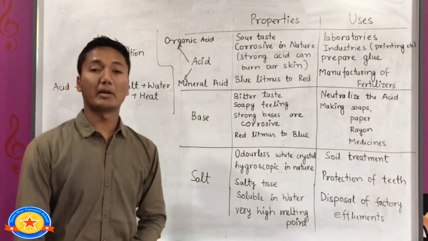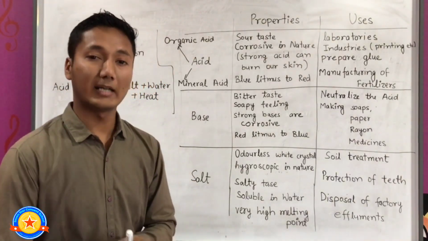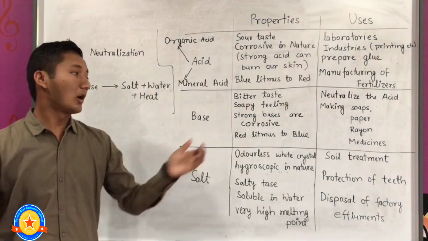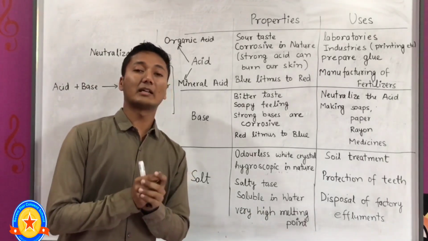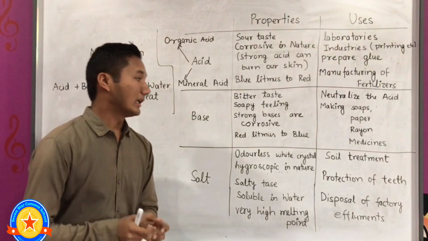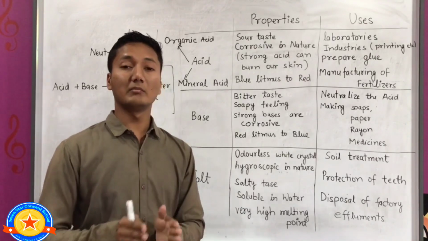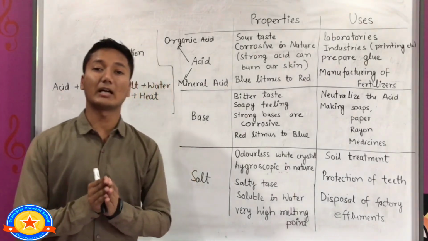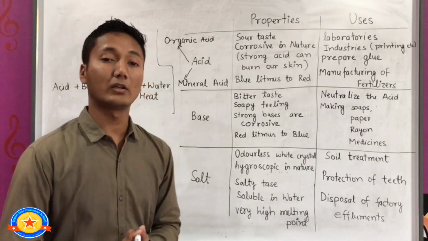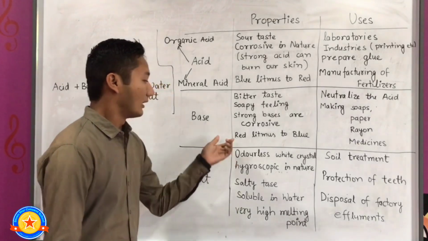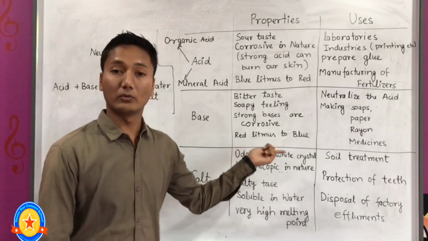Now, if we see the property of base, then we can say base has a bitter taste, and a common base has a soapy feeling. That means it feels like soap. In some cases, strong bases are corrosive. Strong bases means some bases are not so strong, that's why they are not corrosive, but in some cases there are bases which are very corrosive in nature. The base has the property to turn red litmus paper into blue.